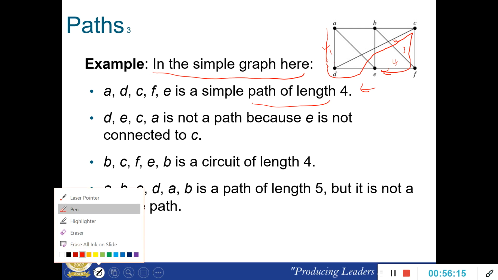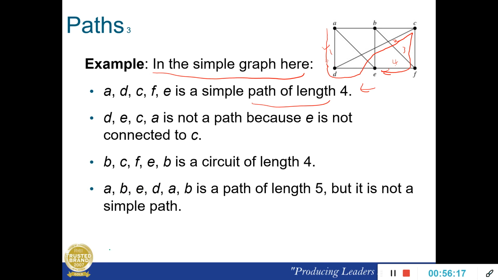So let's see example number 2. D, C is not a path because E is not connected to C. Starting from D, E, C. There is no connection from E to C, so this is not a path, correct?